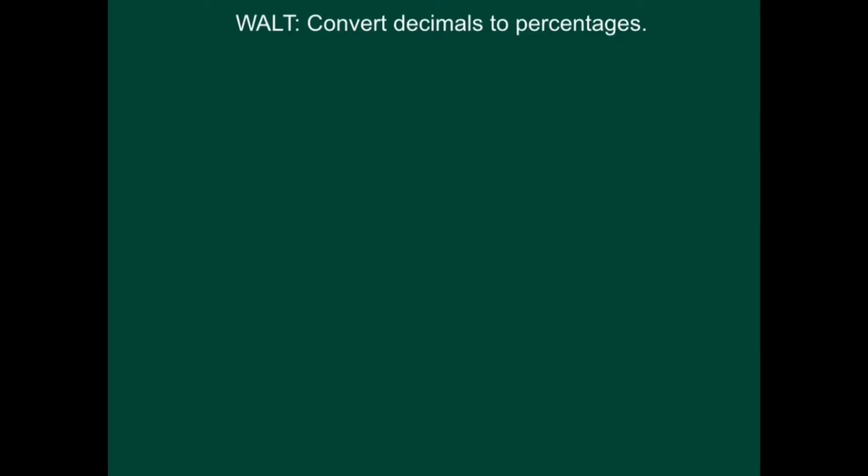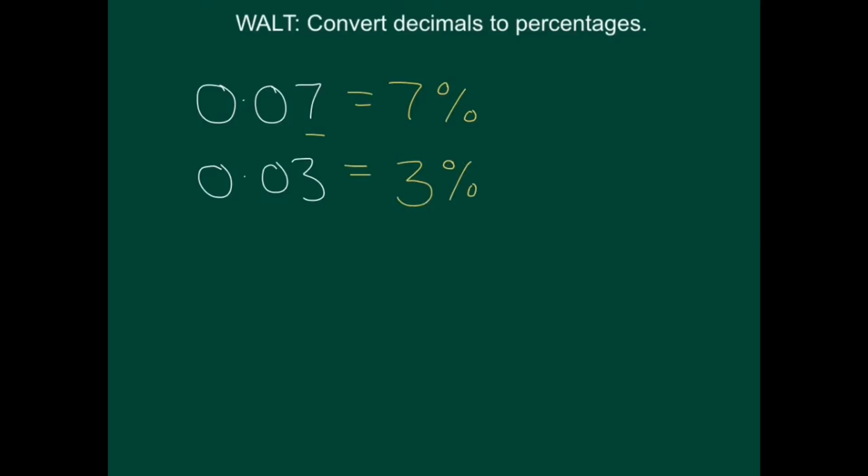What if I have 0.07? What would that convert into as a percentage? Well, because the 7 is in the hundredth spot, not the tenth spot, that means it's going to convert into 7%, not 70%, because it's not in the tenths. It's the same story with 0.03, that's going to convert into 3%.